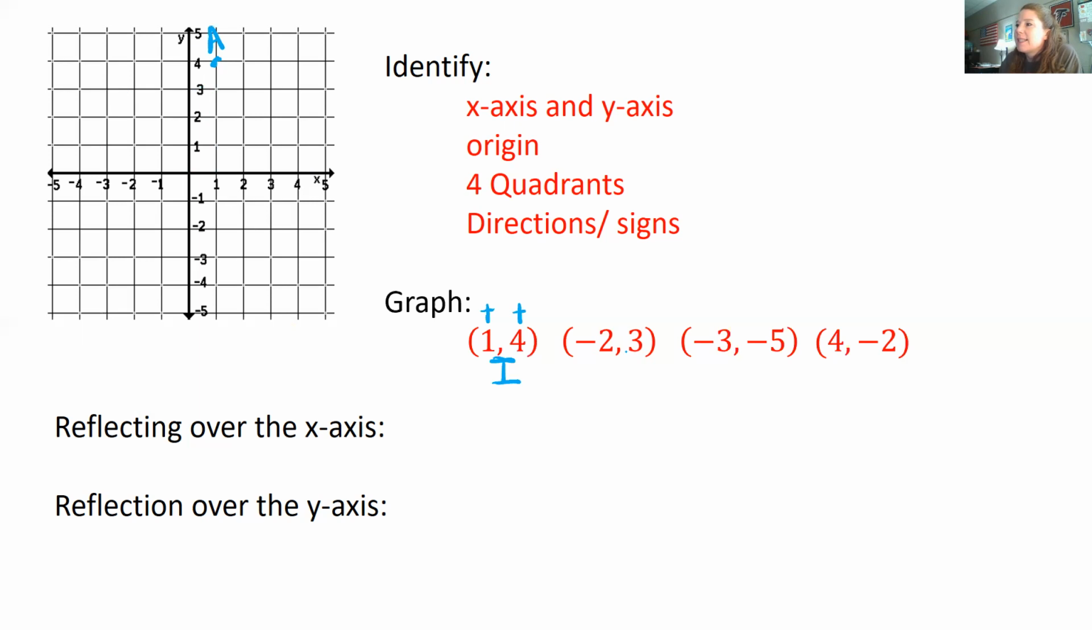The second one says we're going to go left, and then we're going to go up. That means we're going to end up in quadrant 2. So from the origin, we're going to go left 2, 1, 2, and then up 3, 1, 2, 3.